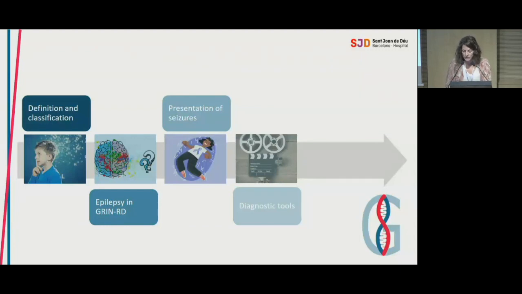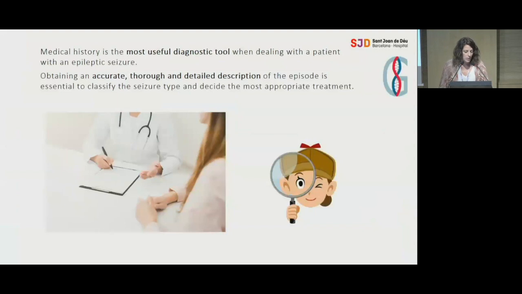Okay, so what can we do to diagnose or to see if something that a child is having is a seizure or not? The most useful tool is the medical history. It is by far the most useful diagnostic tool when dealing with a patient with an epileptic seizure. We need to obtain an accurate, thorough, and detailed description of the episode.